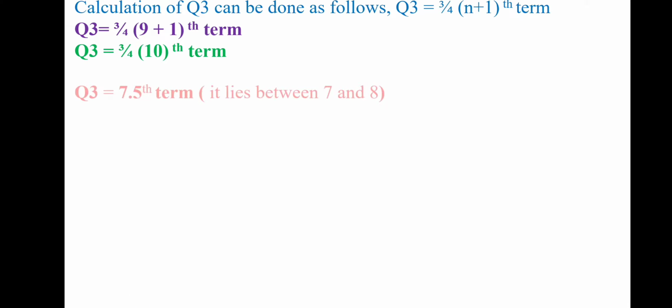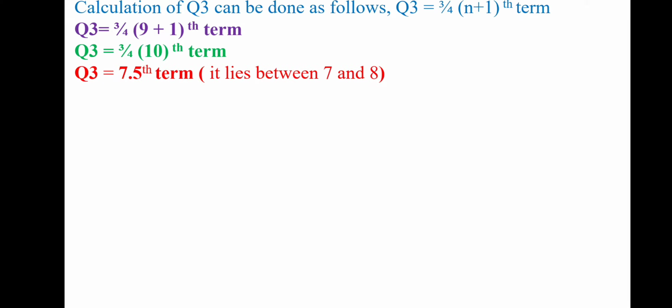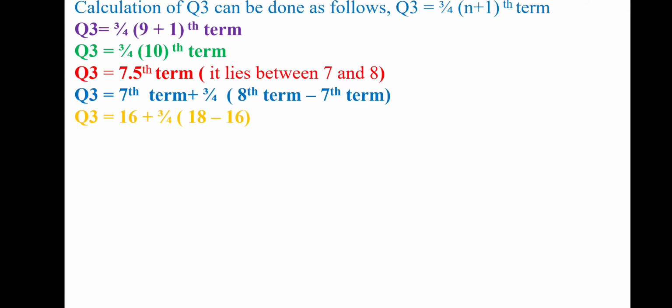Calculation can be done. Q3 equal to 3/4 of the (n plus 1)th term. So n value is 9, substitute and simplify. 3/4 of the 10th term. Here 7.5. Already explained in Q1, 7.5 lies between 7 and 8. So the 7th term plus 3/4 of the 8th term minus the 7th term, where the 7th term is 16, arranging in ascending order, counting the values. Then the 8th term is 18 and the 7th term is 16. So substitute: 16 plus 3/4 of 18 minus 16.